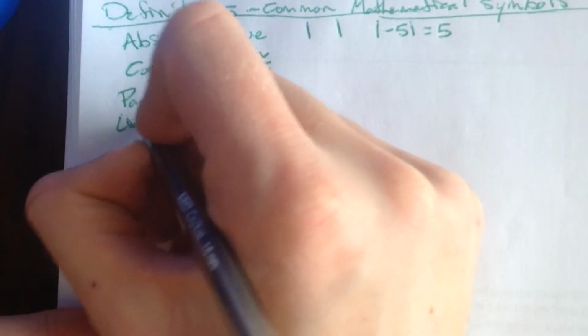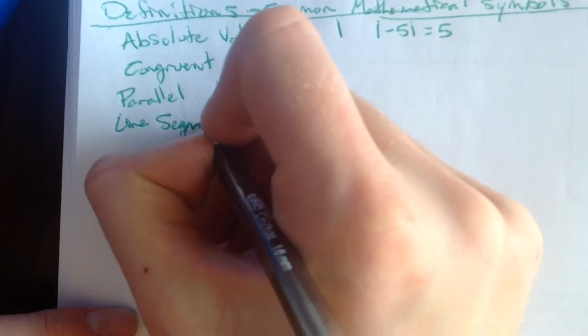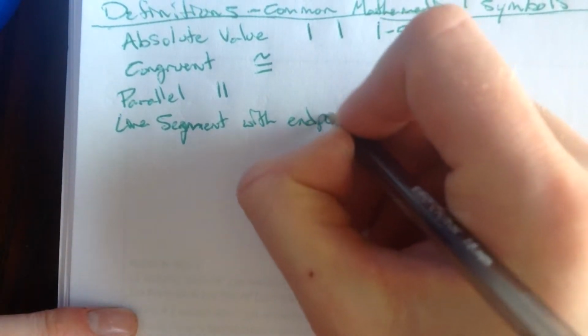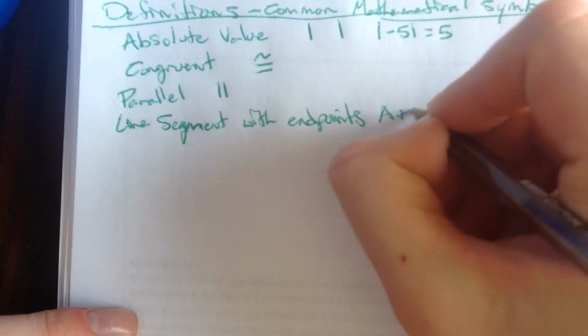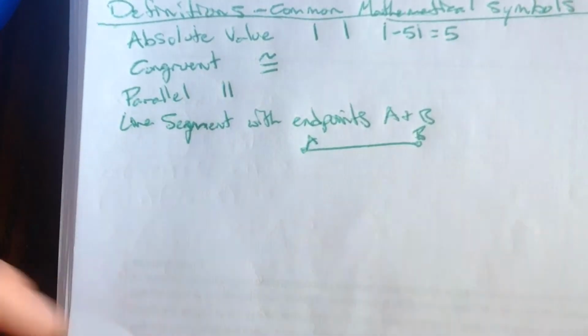A line segment is a piece of a line. So let's say we had a line segment with endpoints A and B. Then we would have something like this, A at one end, B at the other.